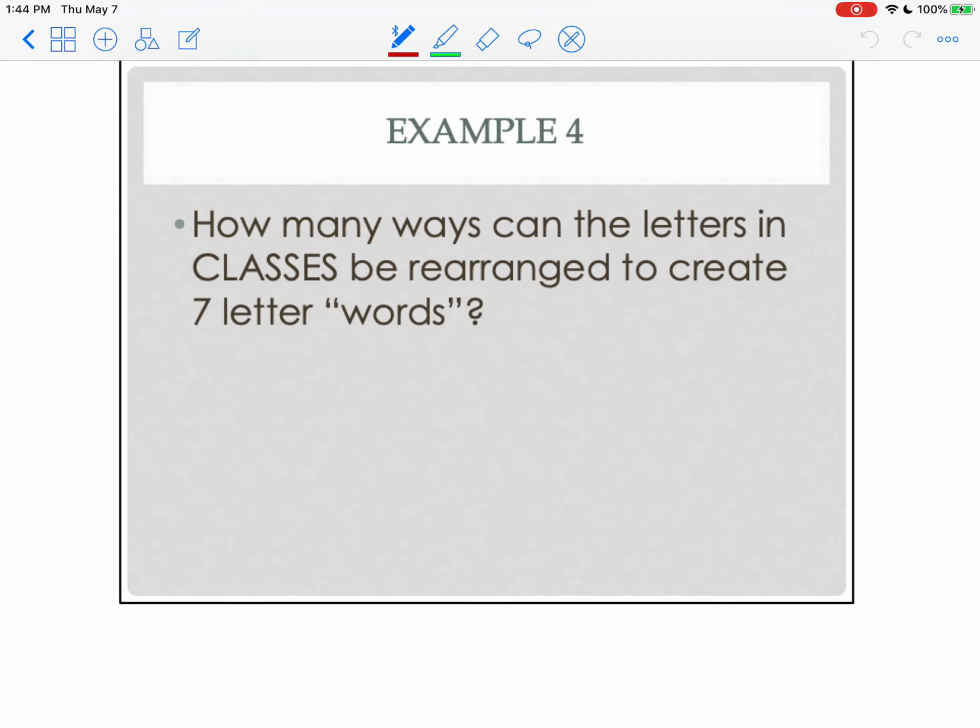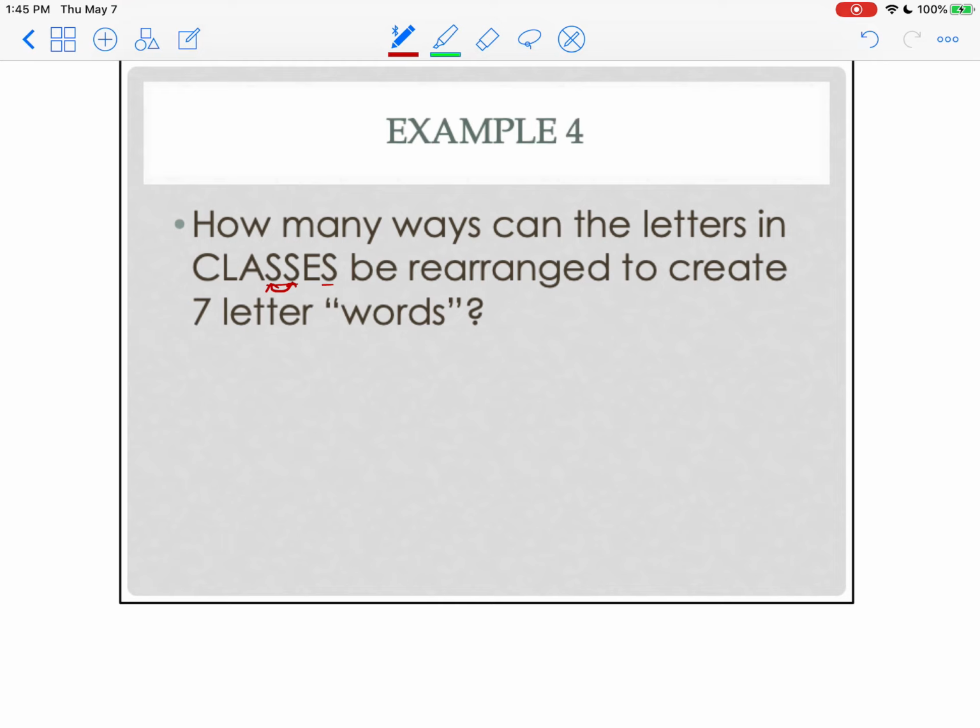So here's what you have to be aware of. When we're talking about a word like classes, we have 3 S's in this word. Now, if I switch this S with this S, is that a different word? No, it's still the word classes. And because we have 3 S's, we need to make sure we divide out the number of ways that you can arrange those 3 S's, because they're repeats. We don't want that to be factored in there.